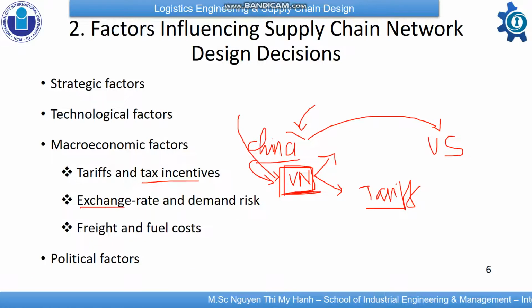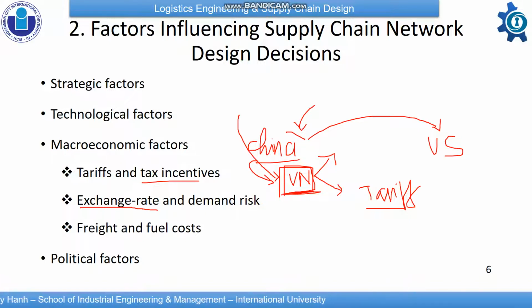Okay, the next factor is exchange rate and demand risk. Let me give you an example. As you know, fluctuation in exchange rates is very common, right? And it has a significant impact on the profit of the supply chain.